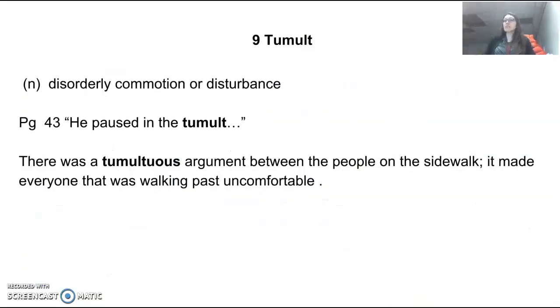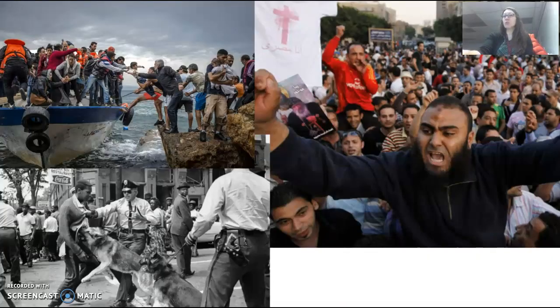Number 9 is tumult, and this is a noun. It means disorderly commotion or disturbance. Please rate your word knowledge for tumult. He paused in the tumult is a sentence from our story. There was a tumultuous argument between the people on the sidewalk. The tumult made everyone that was walking past uncomfortable. Please create your own sentence using the word tumult or tumultuous. Tumult. Disorderly commotion or a disturbance.